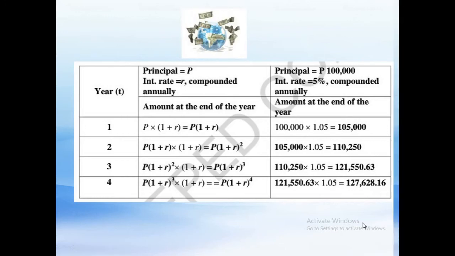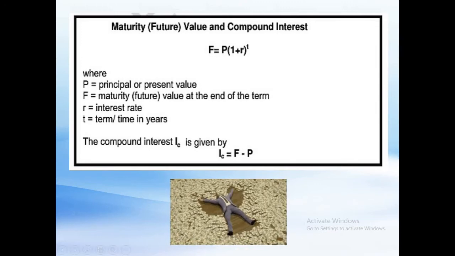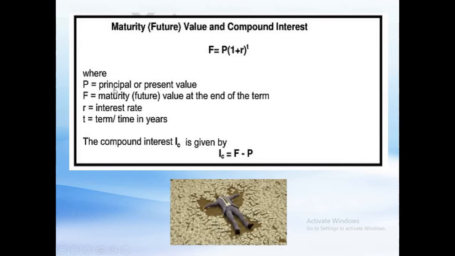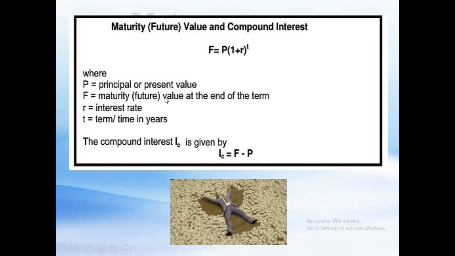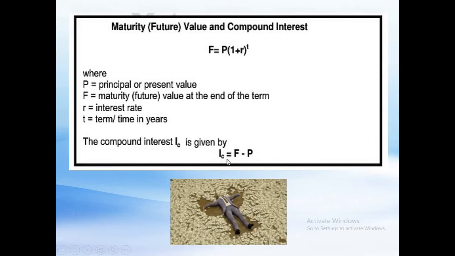Next is the formula for the maturity or the future value in compound interest. F is equal to P times the quantity 1 plus R to the power of T, where P is the principal or present value, F is the maturity or future value at the end of the term, R is the interest rate, and T is the term or time in years. The compound interest is computed by I is equal to F minus P.